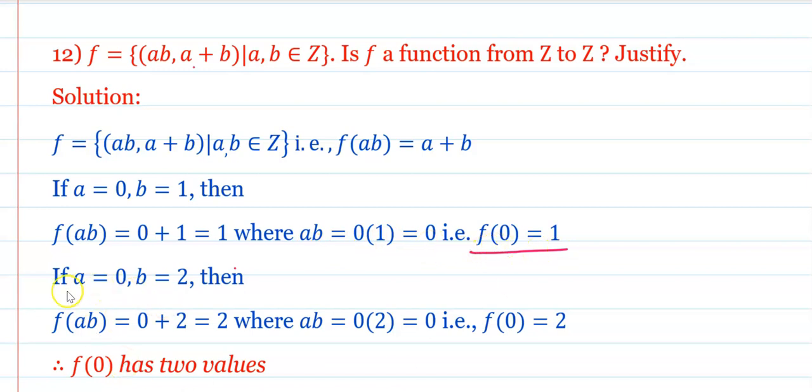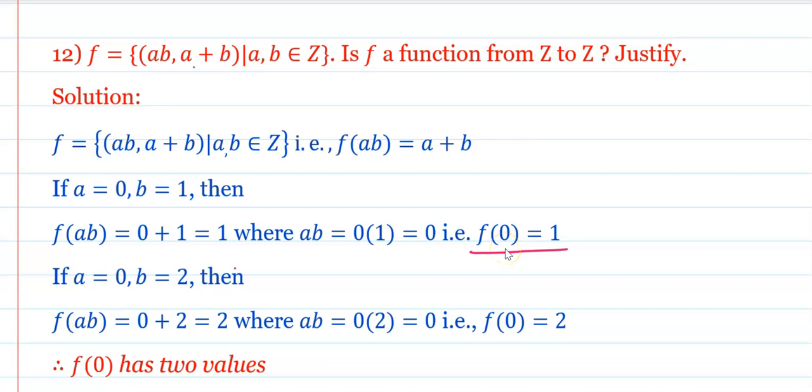Half first part. Next, if a is 0, b is 2, then f of ab is equals to 0 plus 2, and you will get 2, where again ab ची value find out करणार. A is 0, b is 2. Again, their product is 0. Therefore, f of 0 is equals to 2. And here there are two values for the f of 0. f of 0 च्या दोन values.